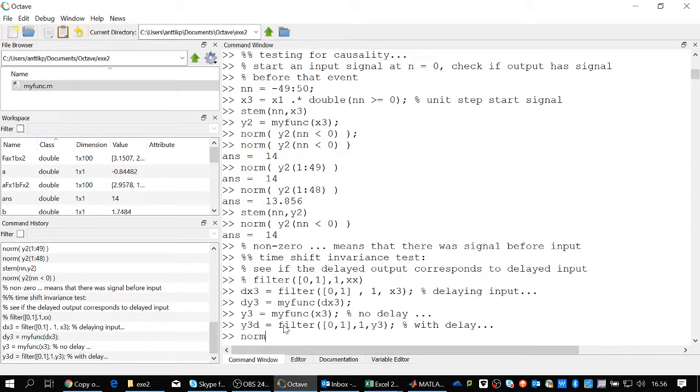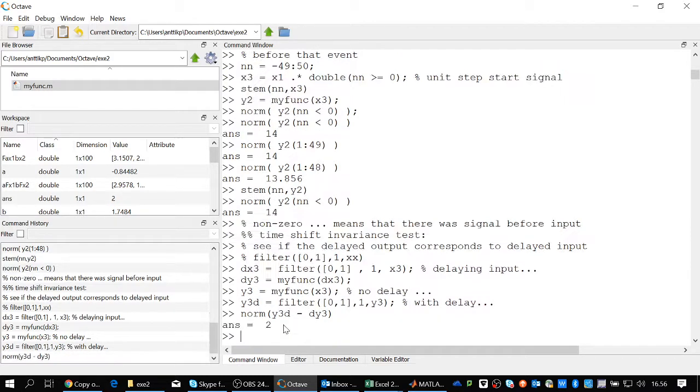The only way we know how to do it is by calculating the norm of the difference, y3d minus dy3. The answer is 2. Now the question is, how come it has a different value? This is something we need to take care of by hand, because we made an artifact. I will show you what I mean.